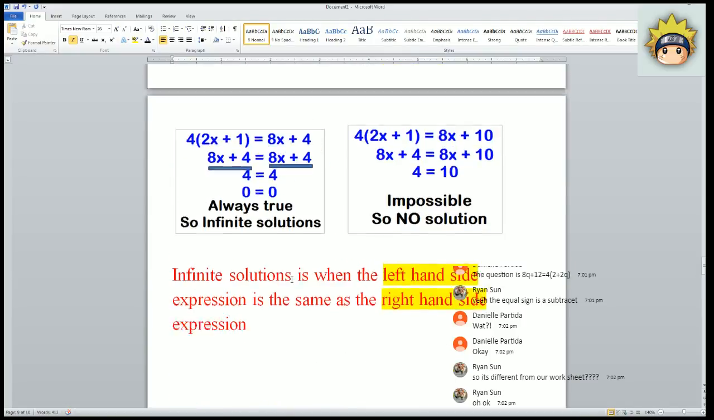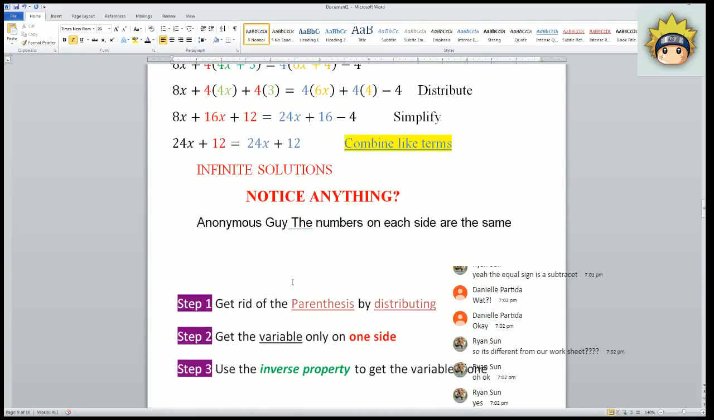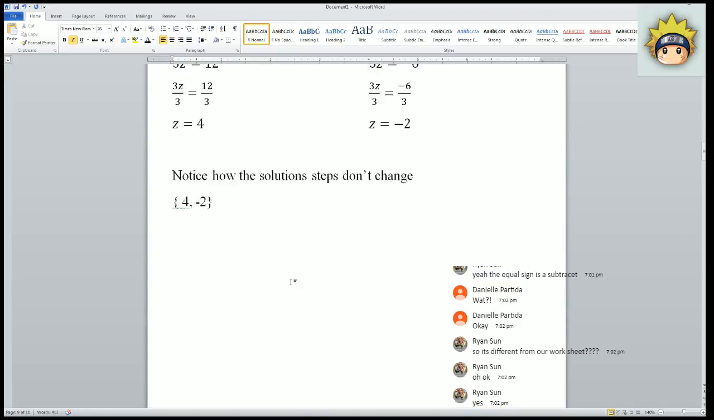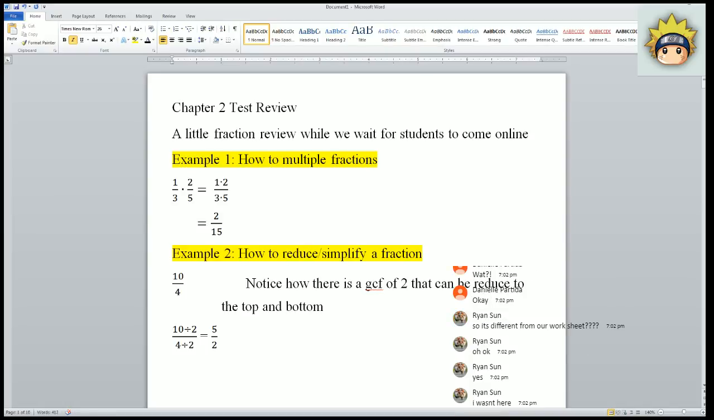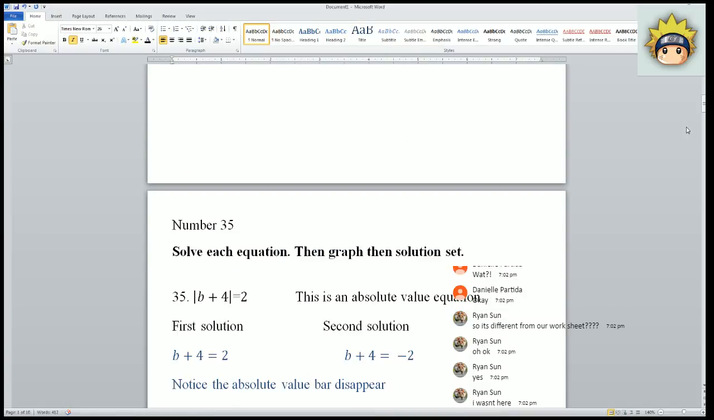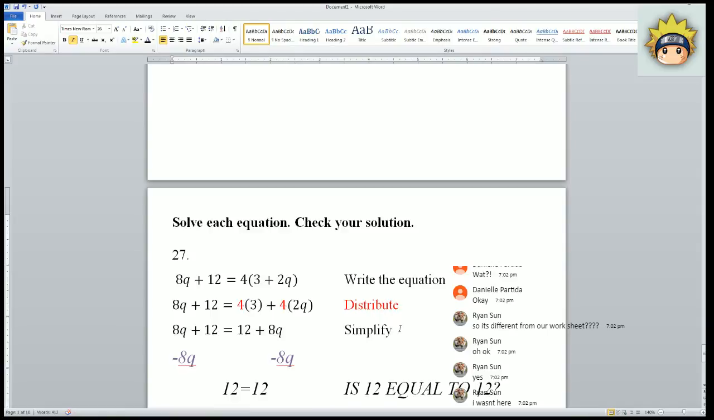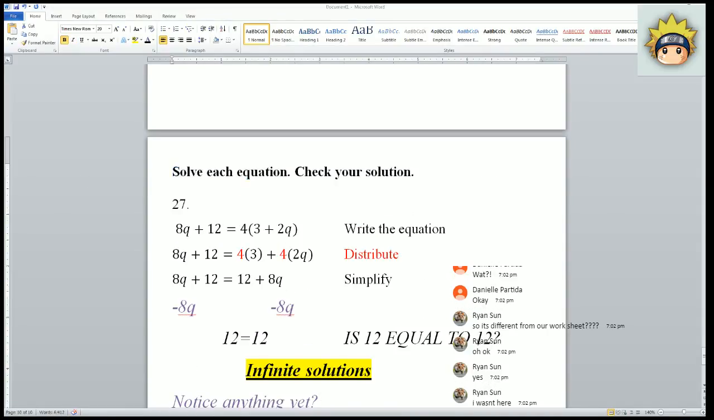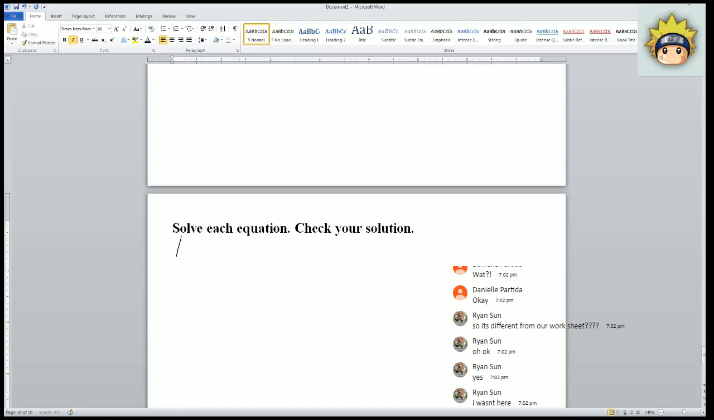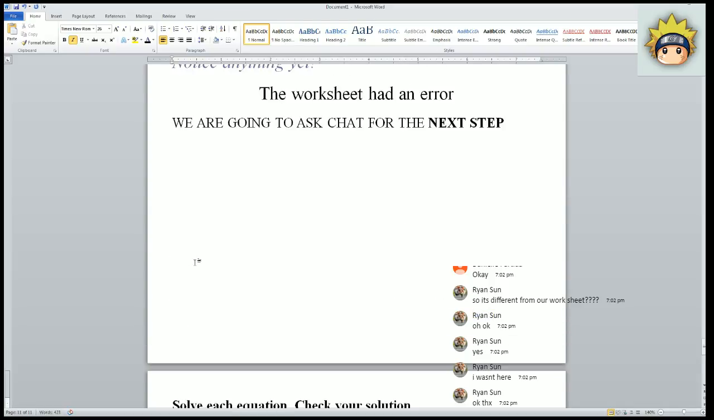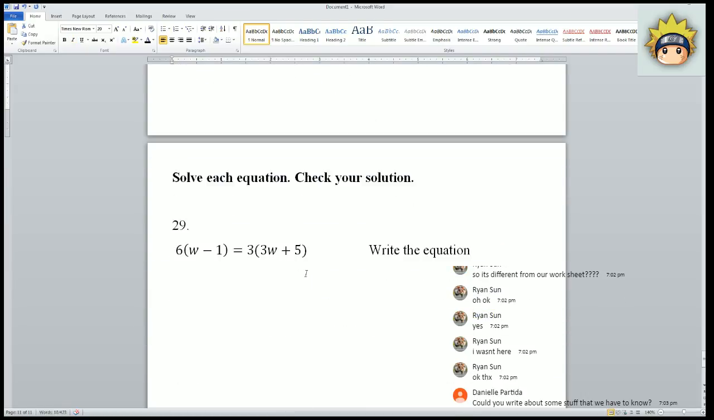Let's see, 26, 32, 31, 36, 34. No, I did not do 29. Okay, I can do 29 for Ryan. Woo! Let's go down here. 29. Alright. So number 29. After I rewrite the equation, we're going to ask chat for the next step.